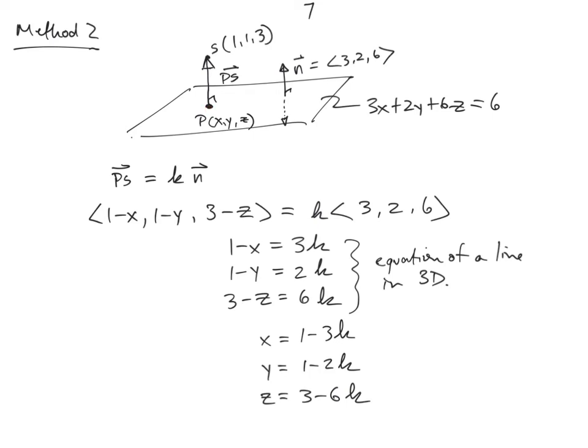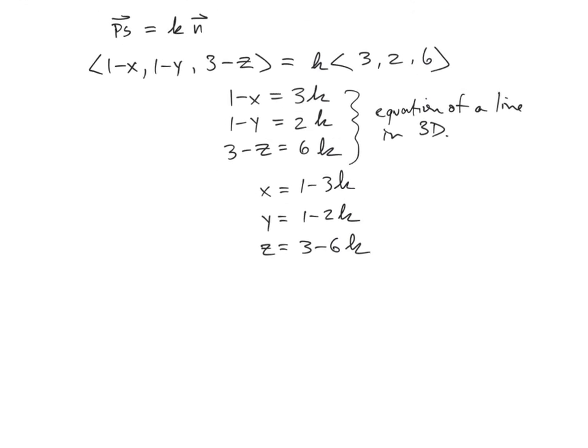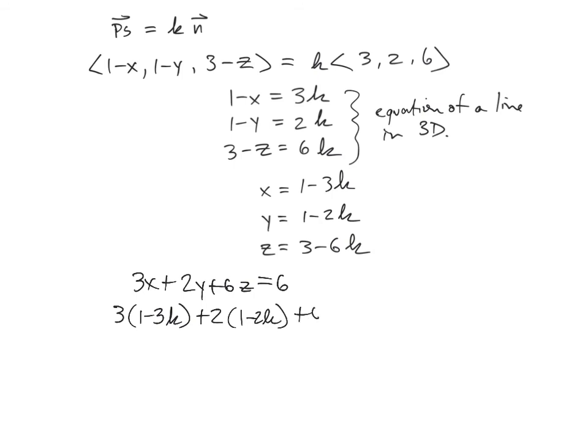Therefore, I just plug in. 3x plus 2y plus 6z is my plane equation, is equal to 6. And I just substitute 1 minus 3k for x, plus 2 times 1 minus 2k for y, plus 6 times 3 minus 6k for z is equal to 6. Okay, so I just plug these values for x, y, and z into my plane equation. I get that. So I got one equation, one unknown. I just solve for k. I'll find that k is equal to 17 over 49.